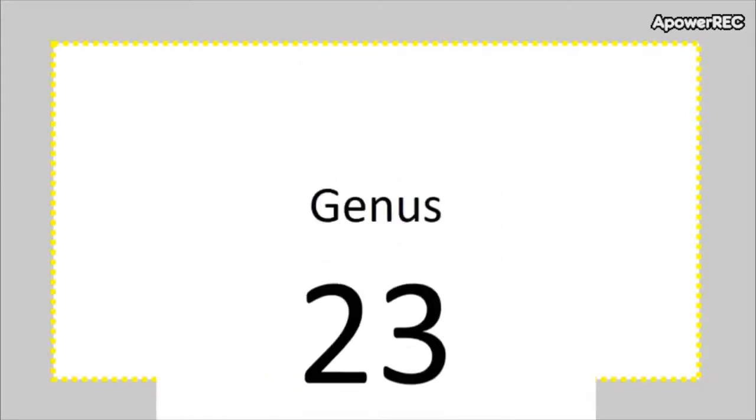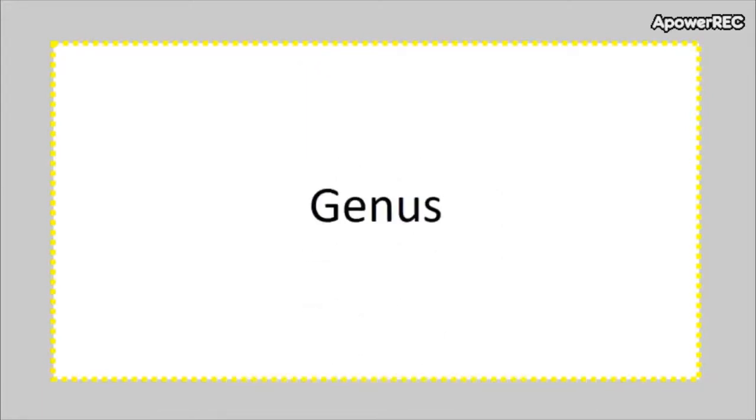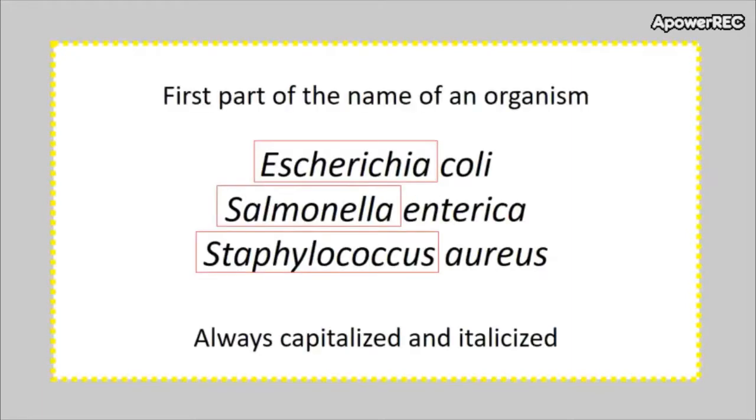Okay, 23. Genus. This one should have been an easy one for you. It's the first part of the binomial nomenclature used to describe any life form.